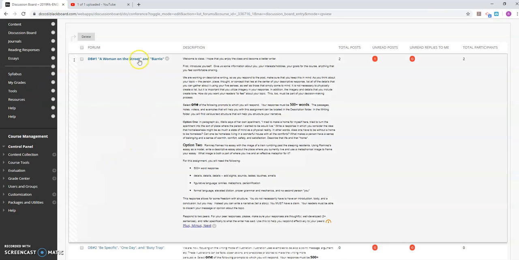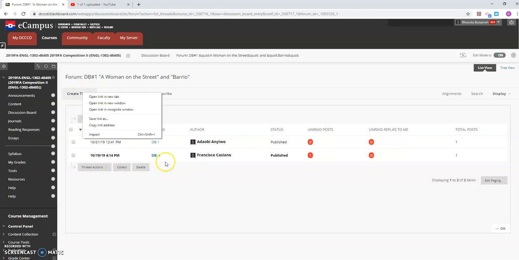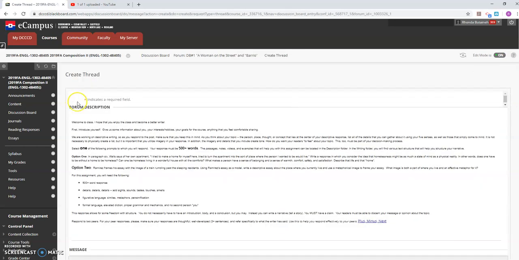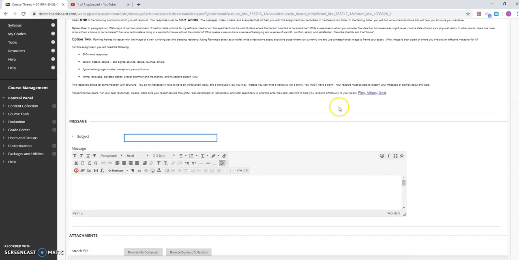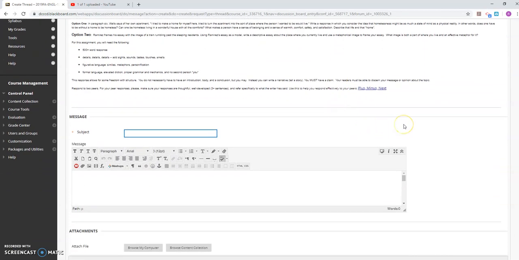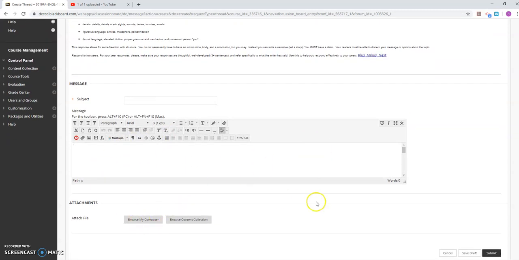If you've never done one of these before, you just click in the assignment, create a new thread, give it a catchy title, and right here, something that would entice someone to come and read your post, and then you post it here. Okay, and that's it.